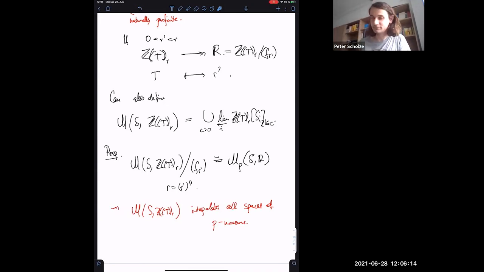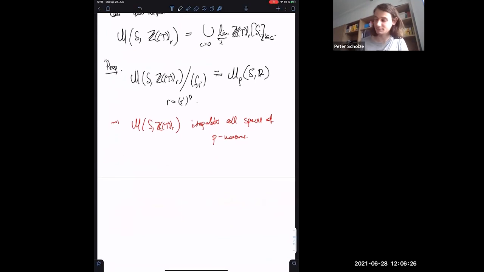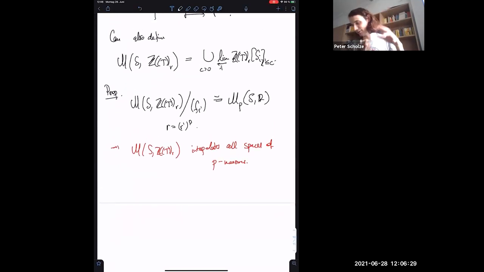And so when you let p go to zero in some sense, the space of p-measures, then in some sense you enter the arithmetic region of this ring. So it really seems inextricably linked. The arithmetic is really inextricably linked to what happens with the real numbers in this picture.